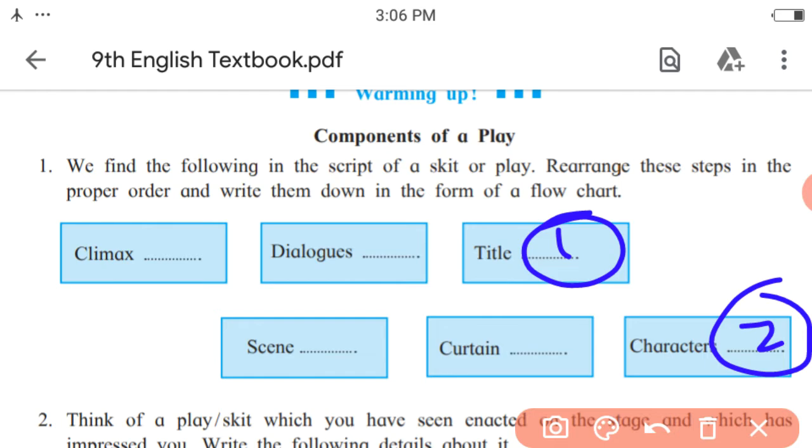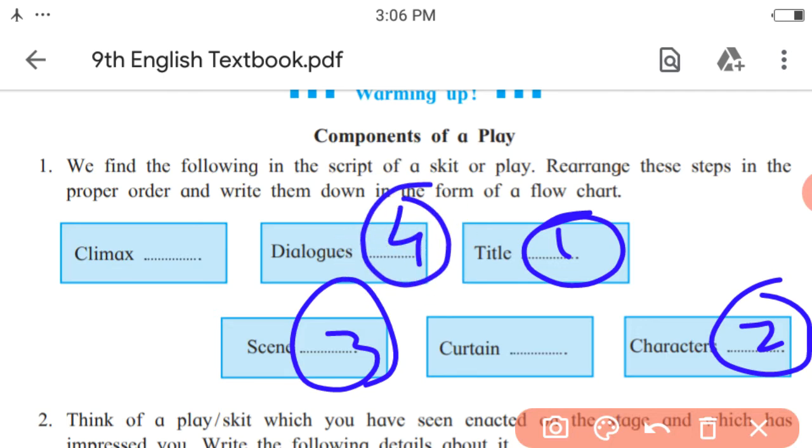What is the third point? What is the third step? That is scene. What is the scene of a play? Before the actual dialogues begin, in a bracket, the scene is mentioned. What is the next step? That is the fourth one. Below the scene, the dialogues are mentioned. So it would be the fourth one.